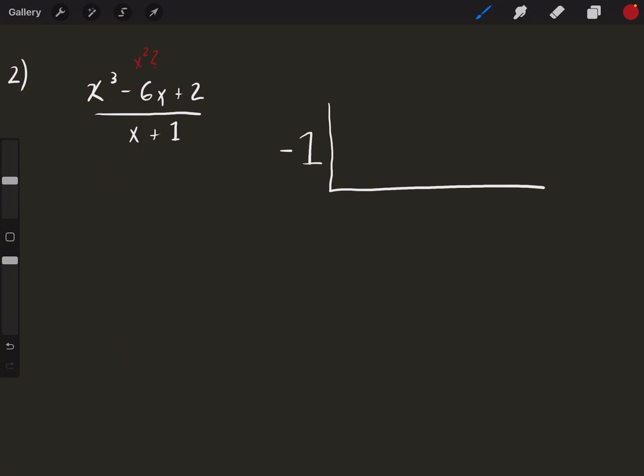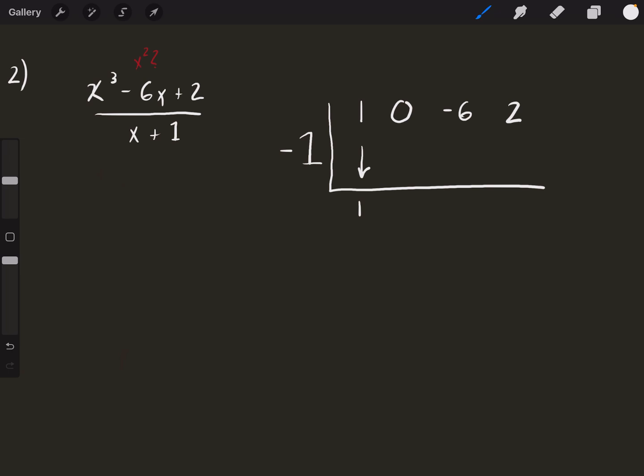So where is our x cubed? Well, we don't have one, so whenever we are writing our columns, we need to include an imaginary placeholder. So our columns would look like this. 1. Now, for where x cubed should be, we will have a 0 since we don't have an x cubed. Then -6 and 2.